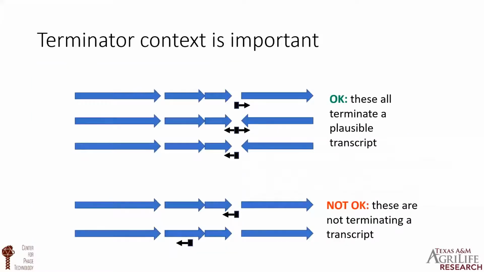This is what we mean by out of context terminators. On the top panel, you can see these are all terminators shown as the black box with the arrows, terminating plausible transcripts. For example, they could be directionally in the same register as nearby genes, or they could be located at a position of convergent transcription. Basically, a terminator which is located near the end of what appears to be a transcript is more likely to be valid. In the bottom panel, these are examples of terminators that do not appear to be associated with any actual transcript, and so therefore it is not recommended that these be called.